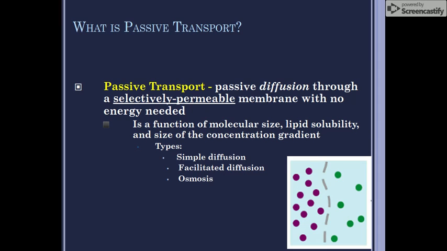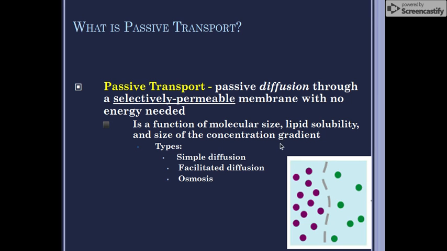This is a type of passive transport. When we talk about passive transport, we're looking at the movement of molecules across the membrane that does not require energy. This is partly due to molecular size. Things that are really small can usually move through this membrane without a lot of problem. Lipid solubility: remember those phospholipids are lipids. So if something is soluble in lipids, then it has a much easier time moving through that phospholipid bilayer.